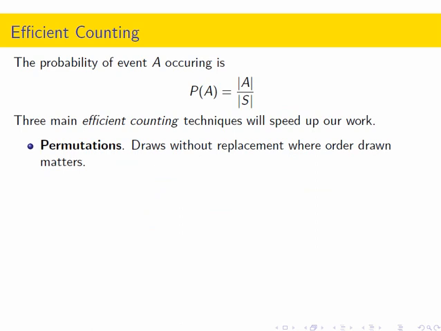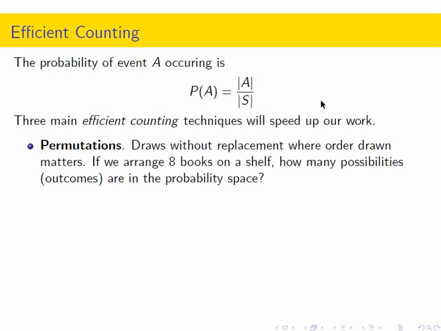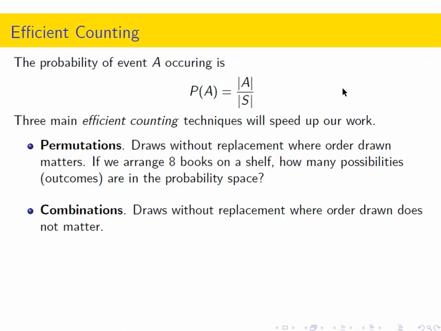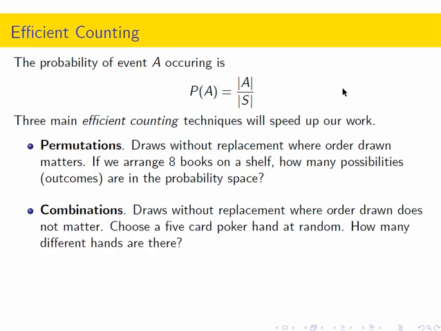When we're trying to calculate these probabilities, it comes down to counting all the outcomes in A and counting all the outcomes in the probability space, so efficient counting techniques will be very important. I'm not going to dwell on this. I want to do some probability calculations for you here using set theory. So just quickly, we have permutations. These are draws without replacement where the order in which the items are drawn matters. And we have combinations, which are also draws without replacement, but the order doesn't matter.